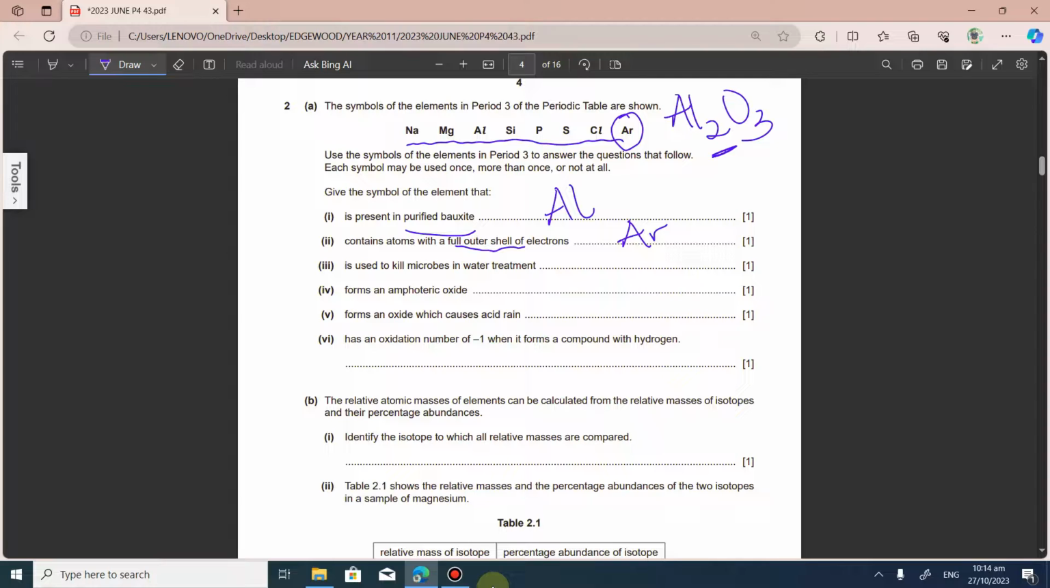Which is used to kill microbes in water treatment? Now, remember, from the knowledge of treatment of water, chlorine is what is used to kill the microbes.